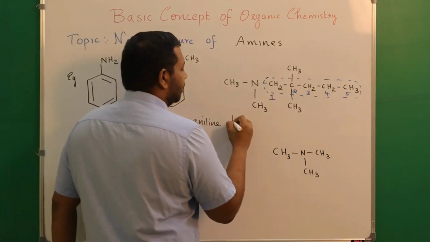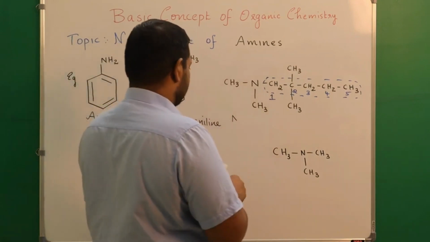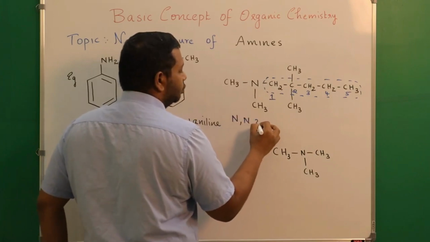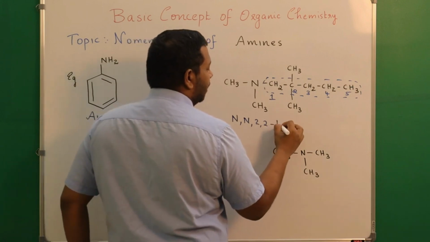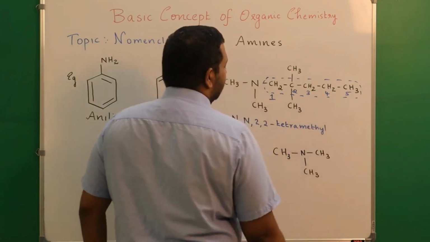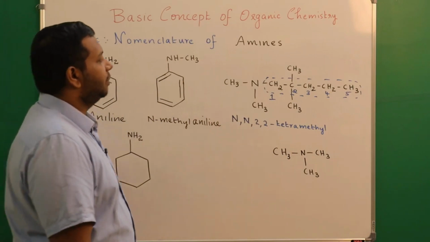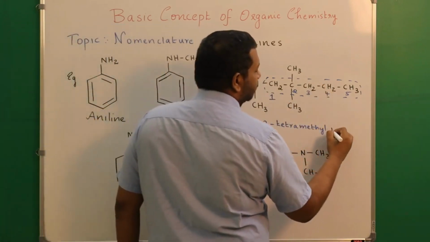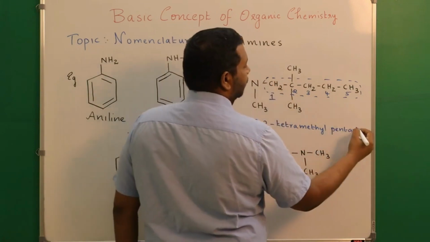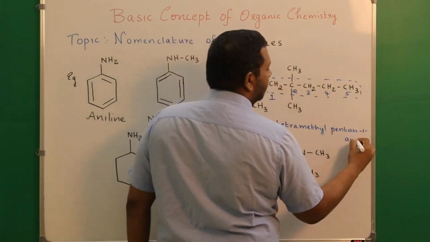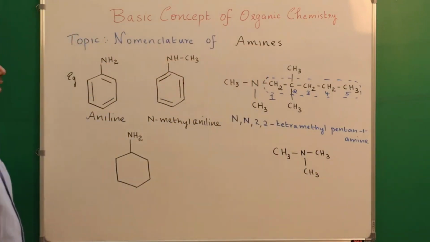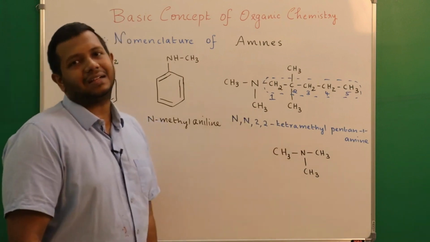Very, very important. So I can say the name as, listen, N,N,2,2-tetramethyl. There are 5 carbon atoms in the word root, so I can say pent. All are connected through single bonds, so pentan. At the first position you have the amine: pentan-1-amine. N,N,2,2-tetramethylpentan-1-amine is the correct answer.